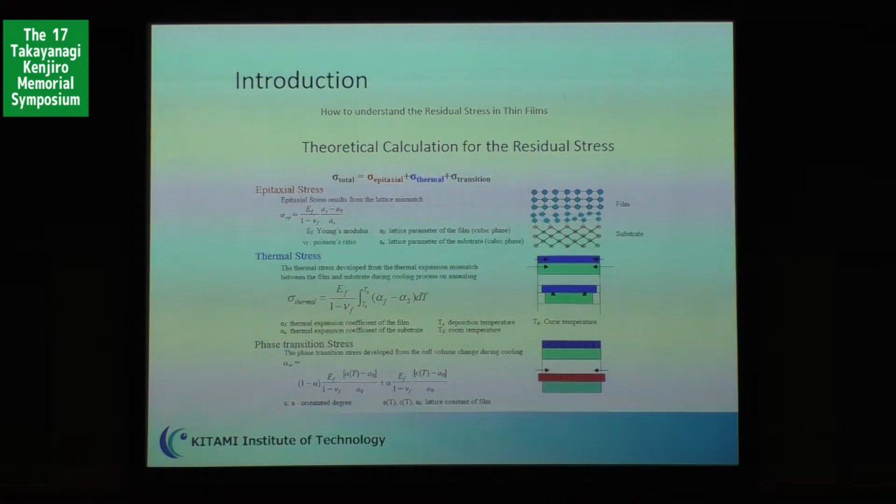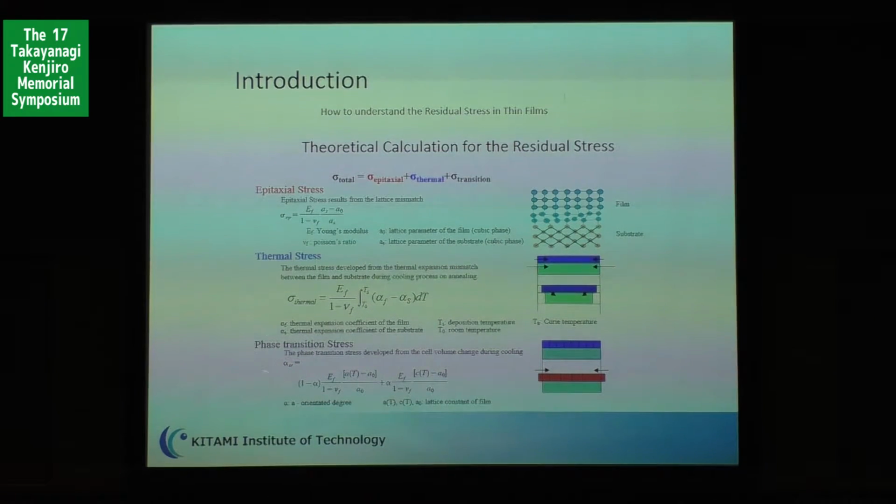For example, first I have to explain what lattice stress is in the system. In general, lattice stress is defined as the sum of the epitaxial stress, thermal stress, and phase transition stress. First, the origin of epitaxial stress is the lattice mismatch between the substrate and the film. This factor is suddenly released within just a few nanometers. Therefore, we can control this factor.